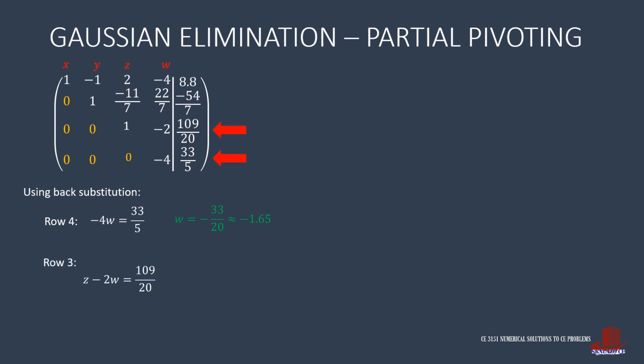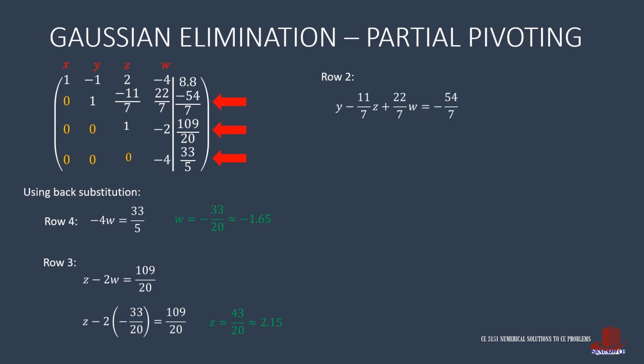The next is from row 3, giving z minus 2w as equal to 109 over 20. Plug in the value of w to have z minus twice of negative 33 over 20 as equal to 109 over 20, where z is computed as 43 over 20 or 2.15.